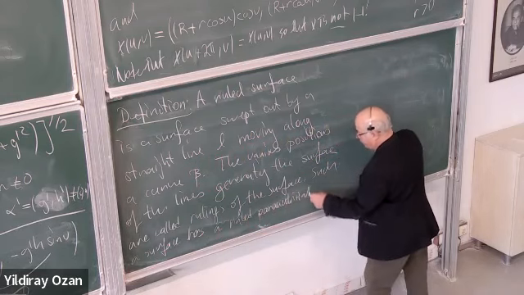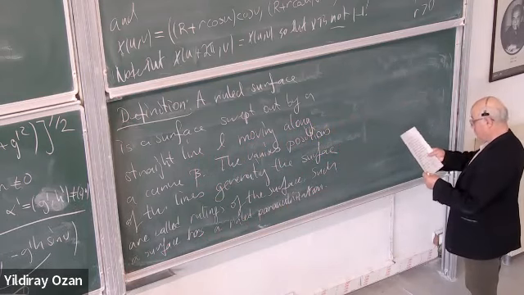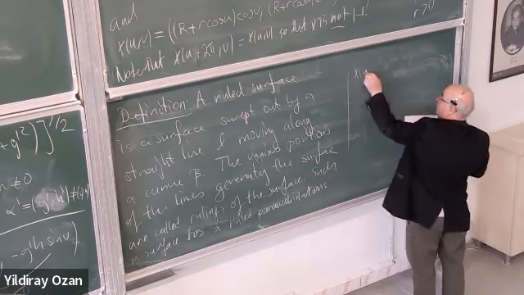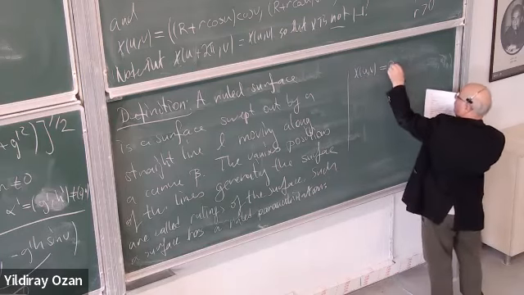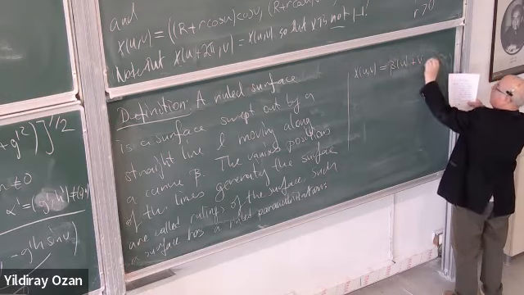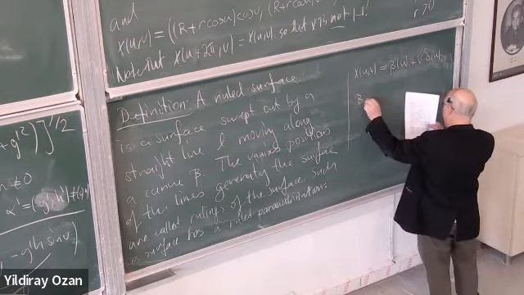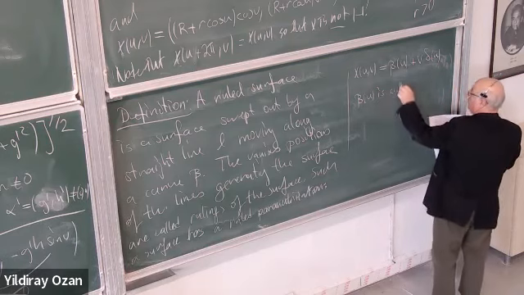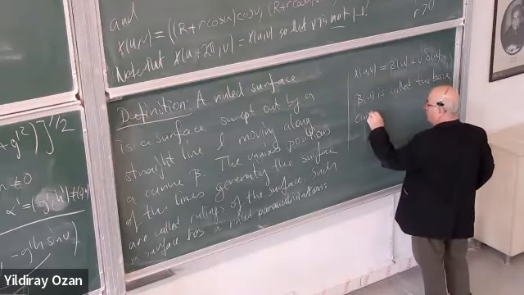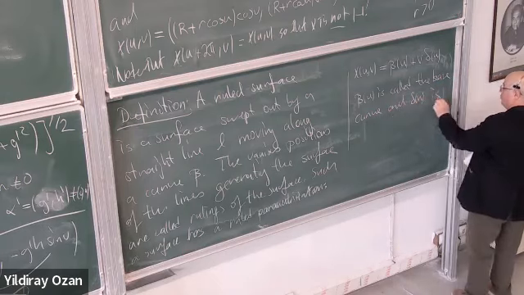I will explain what this means. So here is the parametrization x(u, v) equals beta(u) plus v times delta(u). Here beta(u) is called the base curve, and delta(u) is the direction curve.